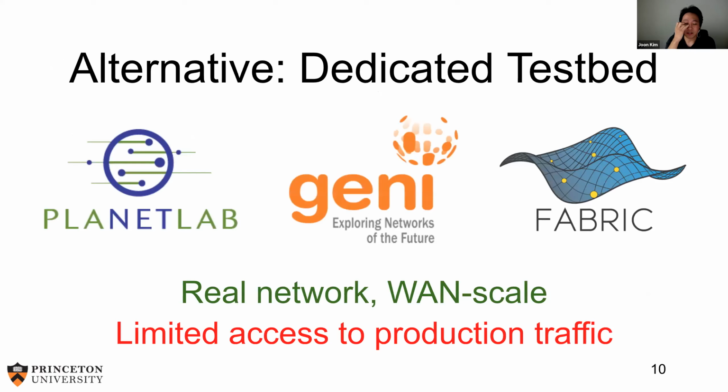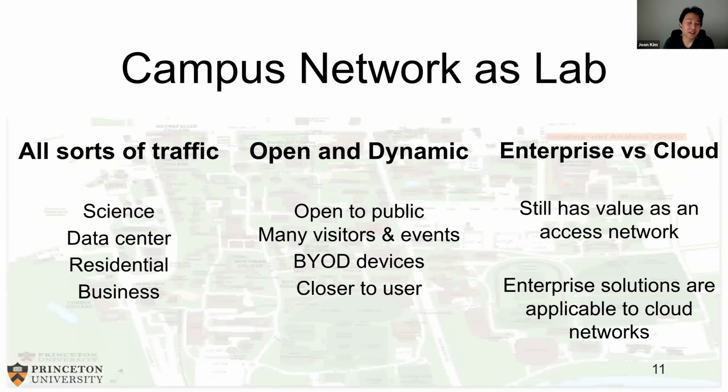There is an alternative, and a really great alternative too, which is to have a dedicated testbed. Some great examples are PlanetLab, GENI, and more recently the FABRIC testbed. What's really good about these is that they are real networks and they are WAN scale. So if you want to run a test at WAN scale, these are really great. But more or less, they have some limitations, mostly because they have limited access to production traffic, being an isolated testbed. So it's kind of hard to give up using a production network as a testbed.